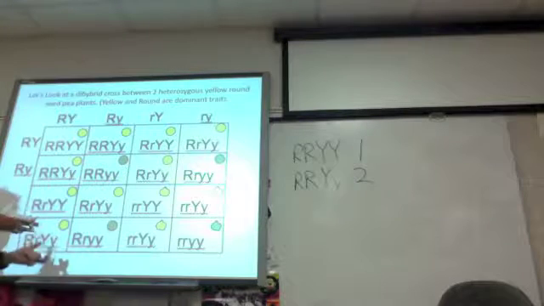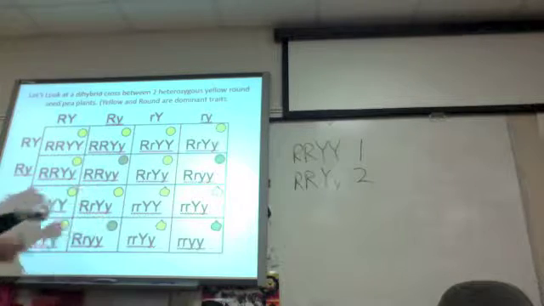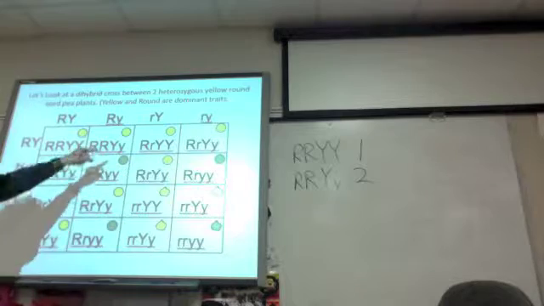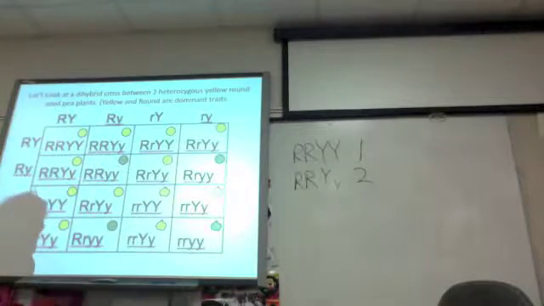It's easier here because there's a picture of them. But all you really have to do is look at how many of them have a big R and a big Y. That's it. If it has a big R, it's round. If it has a big Y, it's yellow. Doesn't matter other than that. So we've got 9 round yellows, and it looks like we're going to have 1, 2, 3 round green.